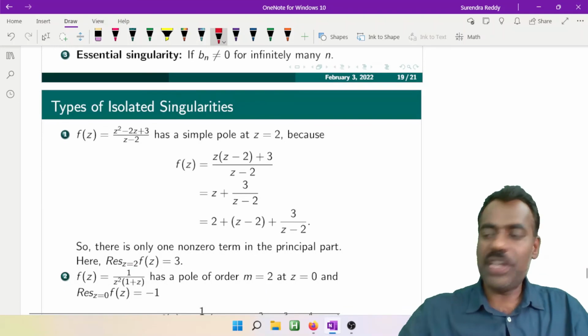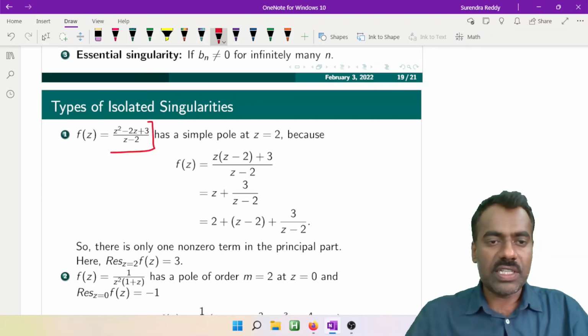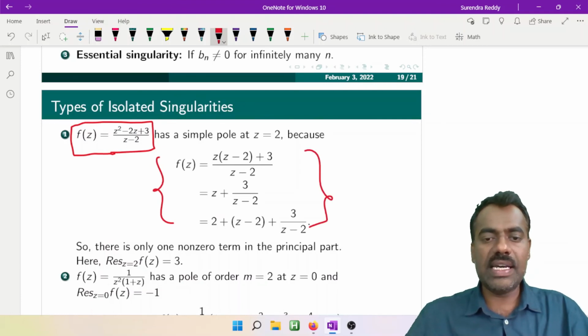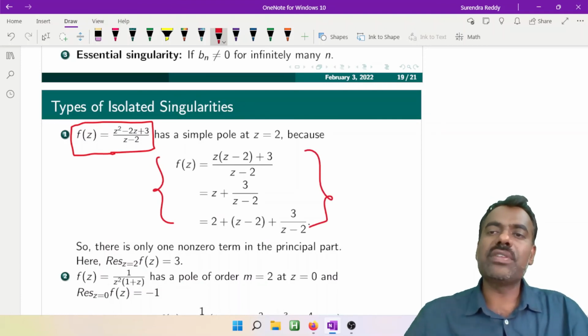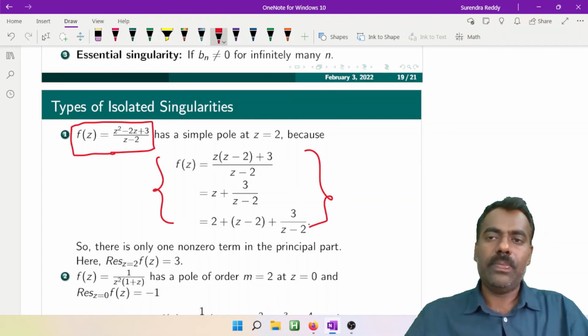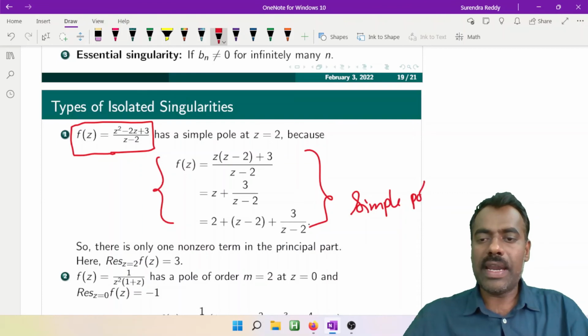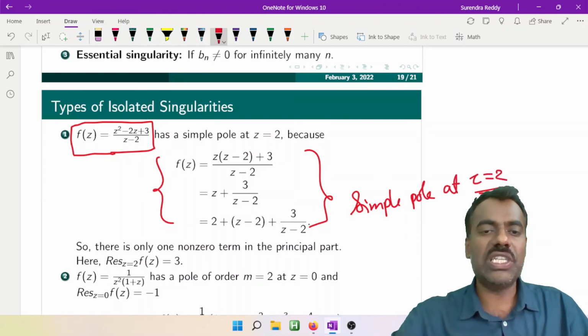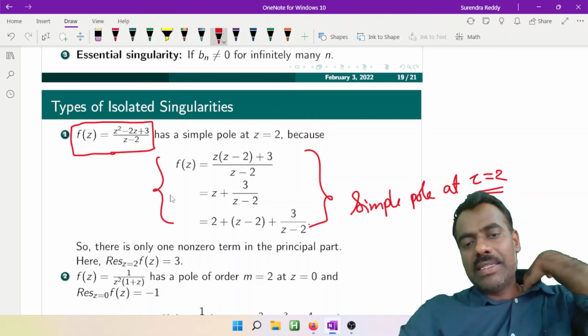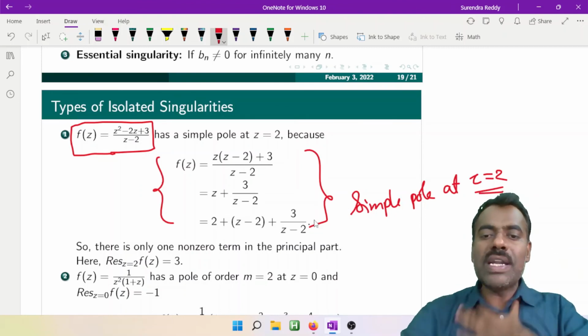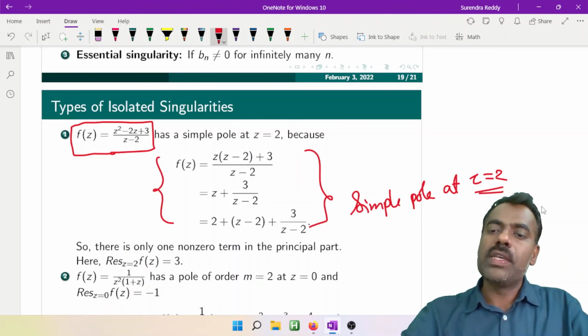For example, if you take f of z as this function and simplify it, you can see that there is only one term which has negative powers of z minus 2. Therefore it is a simple pole at z equal to 2, because z equal to 2 is a singularity, and this Laurent expansion has only one term.